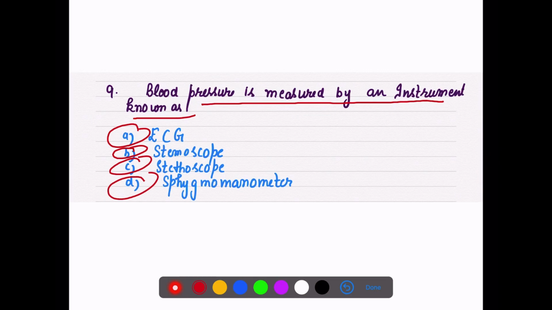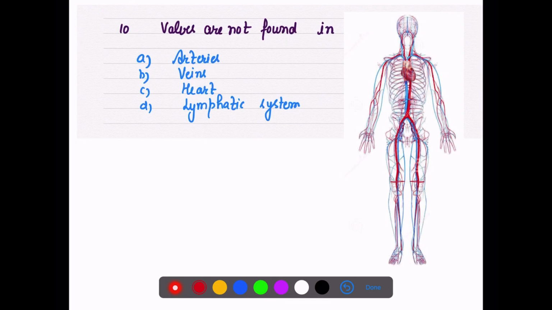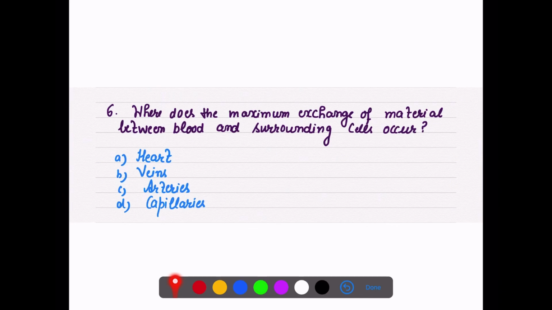So here we are moving to our last question of this game, that is 10th. Valves are not found in arteries, veins, heart, lymphatic system. Let's read the question again. Valves are not found in arteries, veins, heart, lymphatic system. Very, very clearly mentioned in your notes. Where are valves not present? Arteries, veins, heart, or lymphatic system. Now it's a time for your answers.